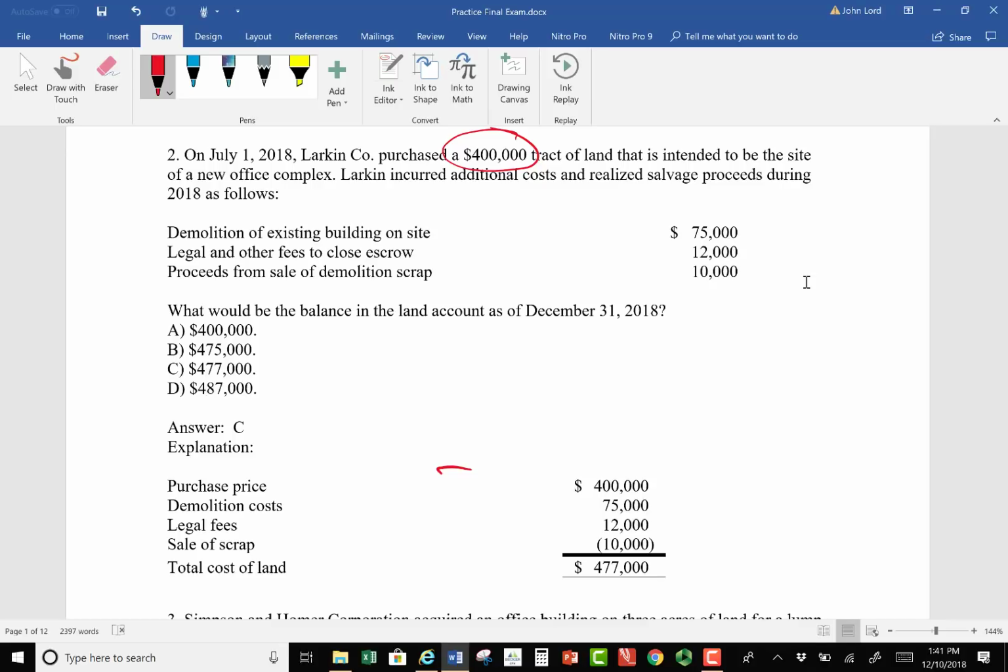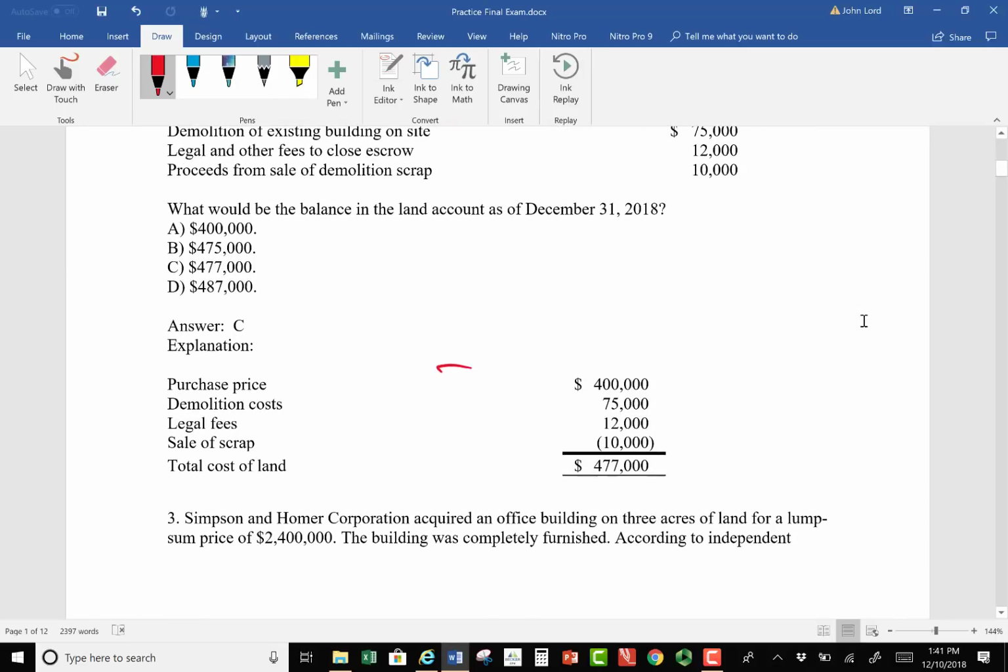Any legal fees, anything you have to incur, property title insurance, you may see that, where they search to see if there's a lien against the property or something. Any cost that you incur to take a piece of property free and clear of title and get it ready for its intended use is part of the cost of that. So yes, proceeds from the demolition of the scrap come off the cost, because we're going to get that money back. And so the answer is 477.